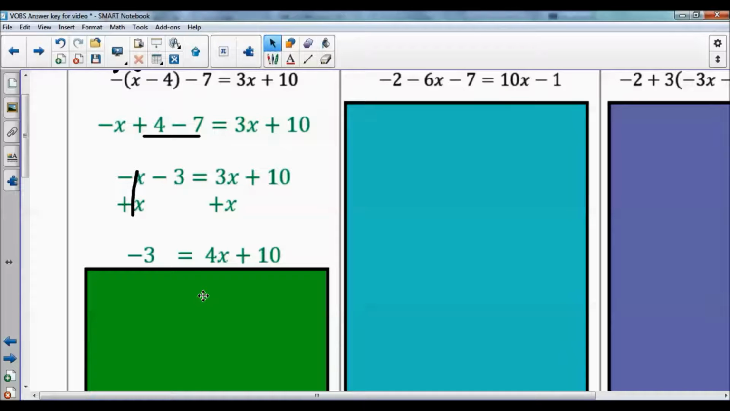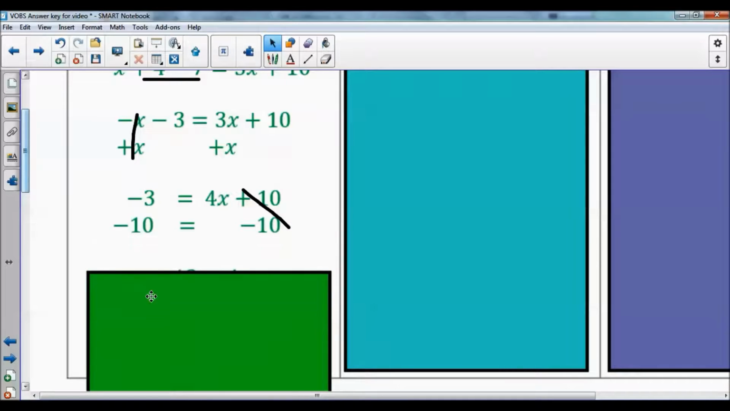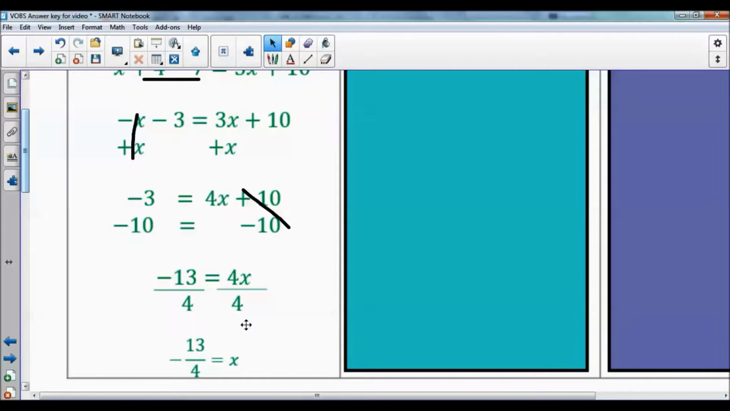Now we have a two-step equation. So to get x all by itself, we have to get rid of this plus 10 and the 4 coefficient. So the opposite of adding 10 is subtracting 10, and again I have to do it to both sides of my equation, so we're canceling that out. Negative 3 minus 10 is negative 13, is equal to just 4x. And then we have to divide by 4 to get rid of that coefficient. So we're going to divide by 4 on both sides, and x is going to be equal to negative 13 over 4.